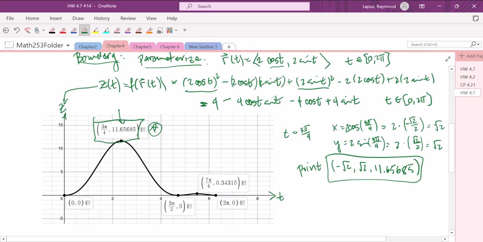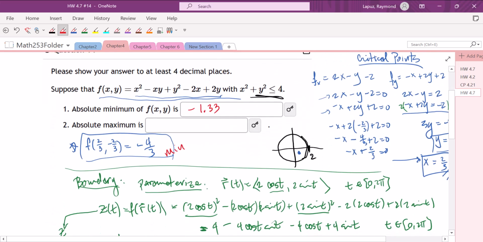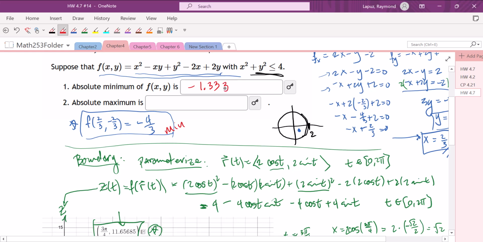And we have our minimum value at negative 4/3. So I think the answer here, the absolute min, is negative 4/3. That's 1.33, what is it? 4 decimal places, so 1.3333.